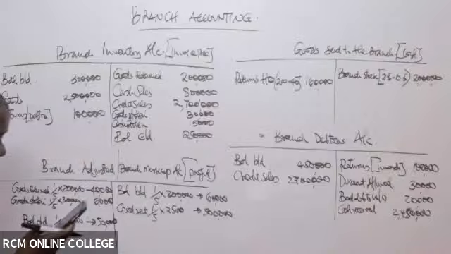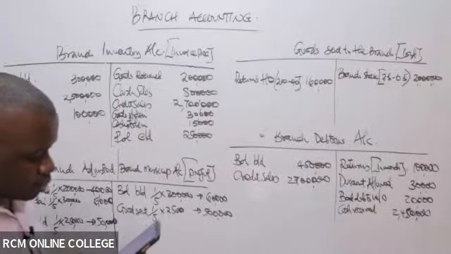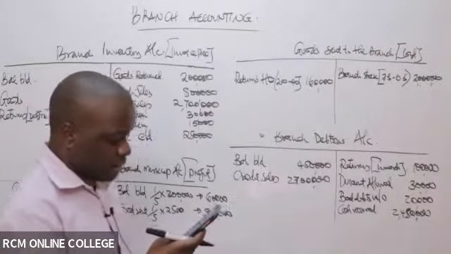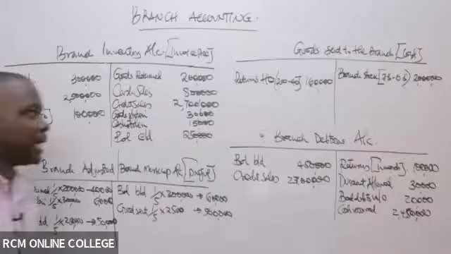So those are the entries. That is cash received from branch debtors. That was actually 2,450. So in this case, you would be able to complete the entries.